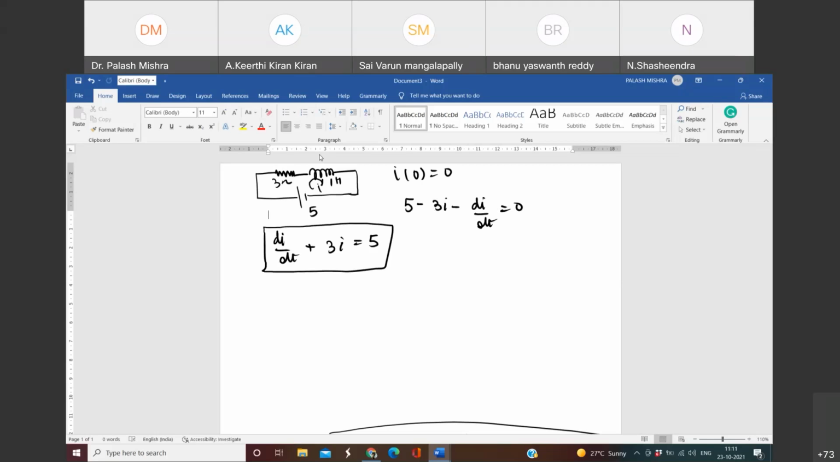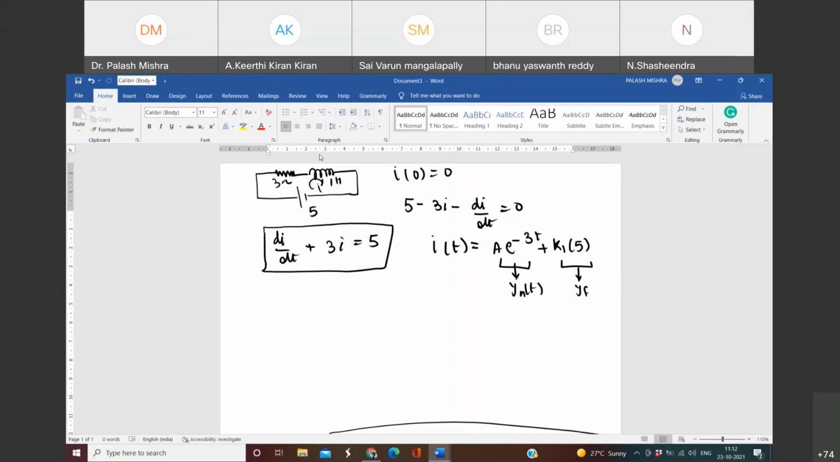So what will be the solution for i(t)? Just the general solution, if someone can tell me. What is the general solution for this? A times e to the power of minus 3t plus k1 times x. What is x? 5. And x dot is obviously 0. So this is the natural response, and this is the forced response.